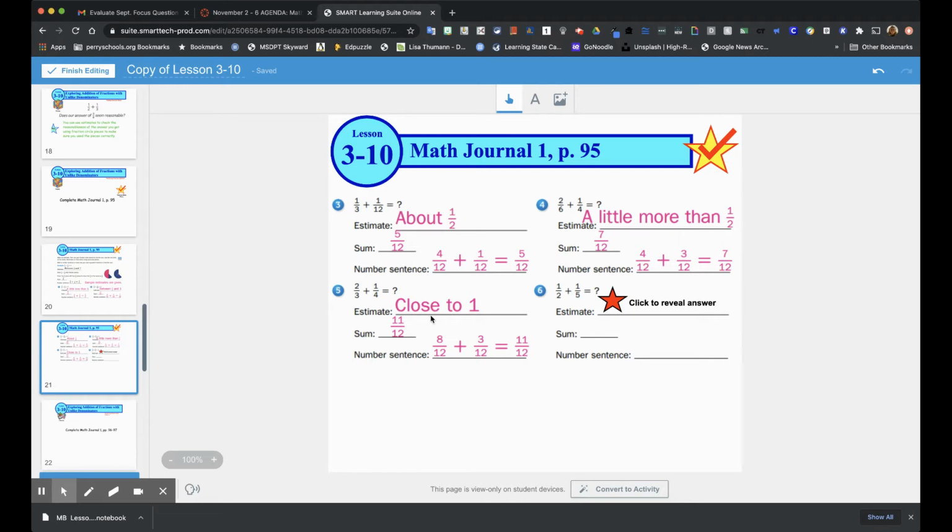And then number 5, they said close to 1. The sum was 11/12, sorry. And that was 8/12 plus 3/12 equals 11/12.